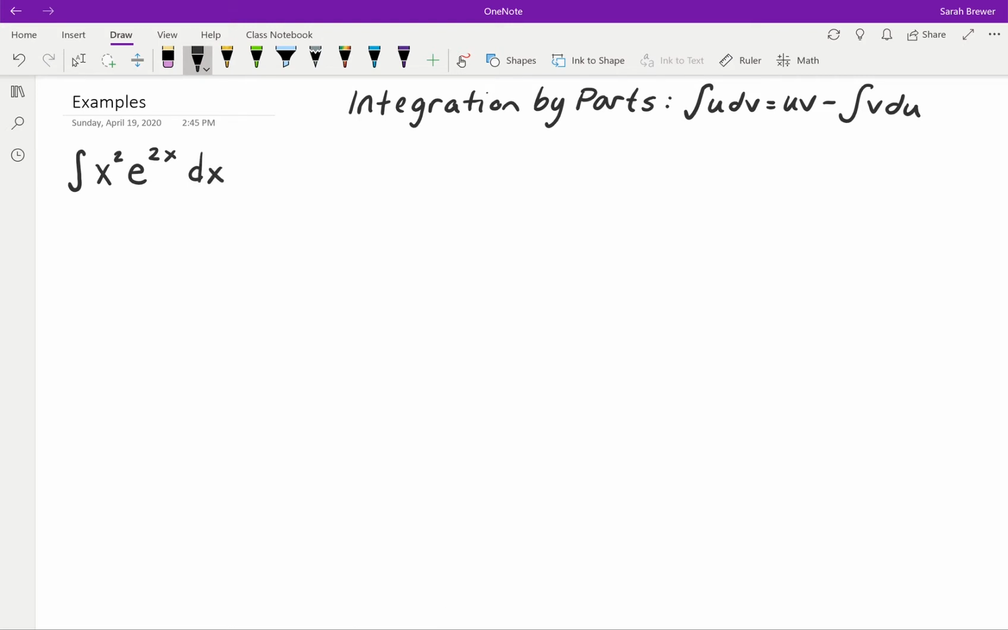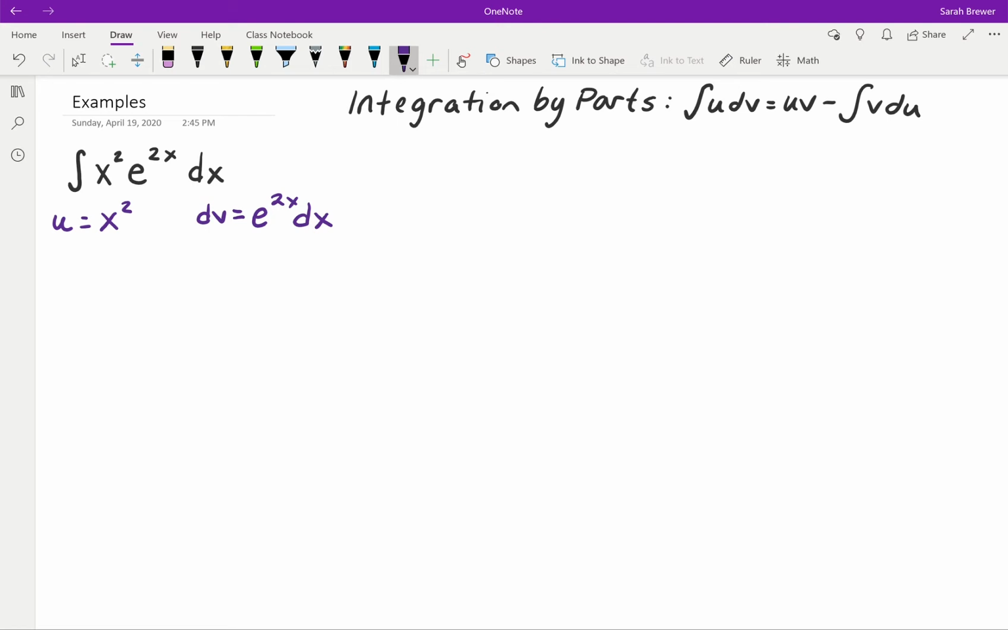And I mentioned in the last video that typically when we're making our choices for u and dv, if we have a product of a monomial, so x to some power, times a function that's not going to disappear when we differentiate it, e to the x, sine x, cosine x, etc. We're typically going to choose the monomial for our u because differentiating it is going to knock it down a degree, and then we'll choose the rest of the stuff to be our dv, because that's pretty much going to be the same thing up to a constant whether I differentiate it or integrate it.